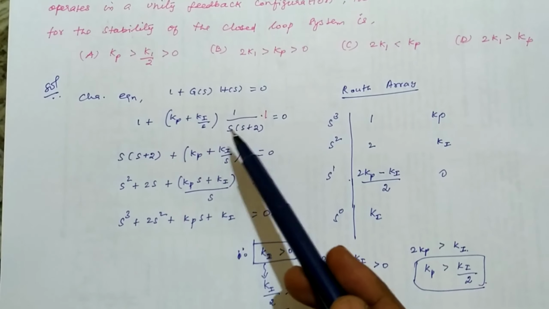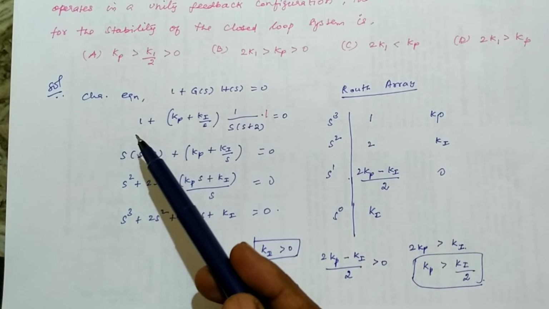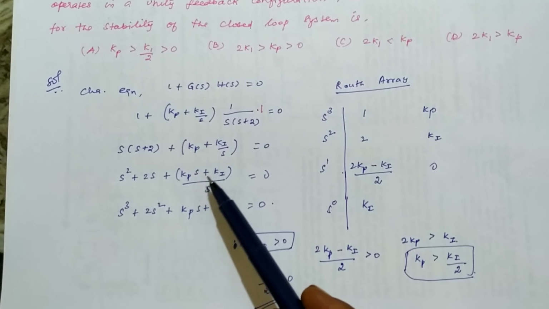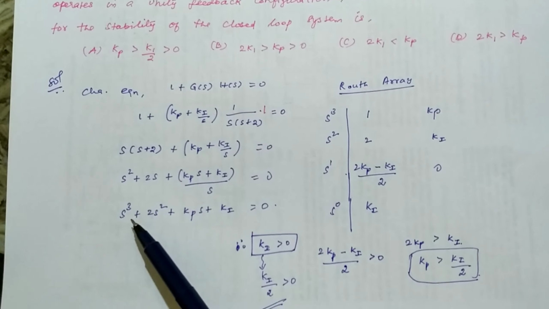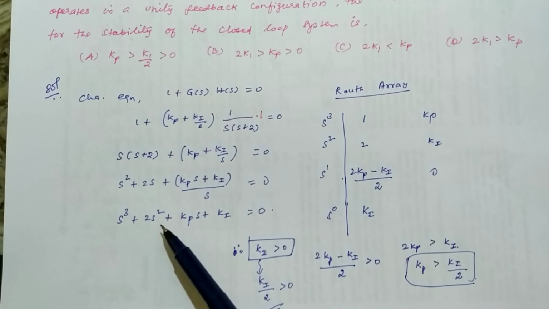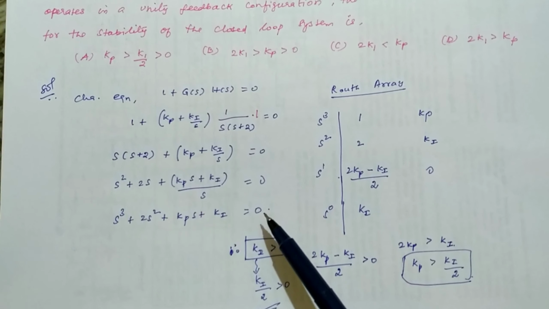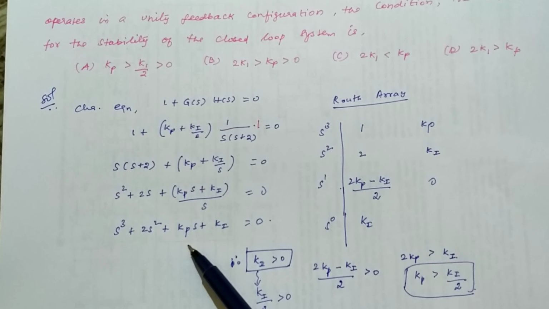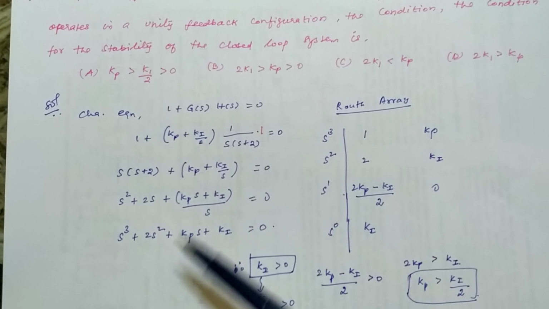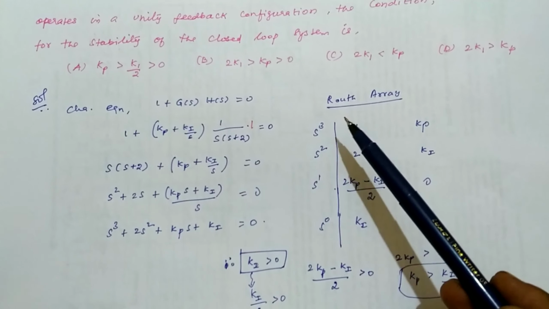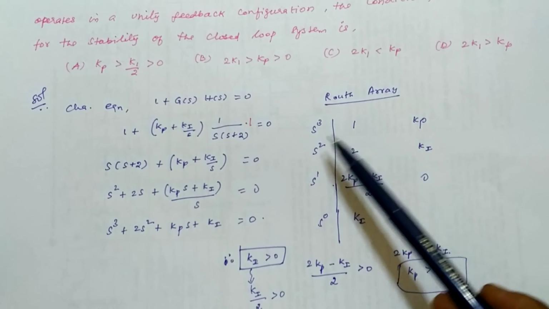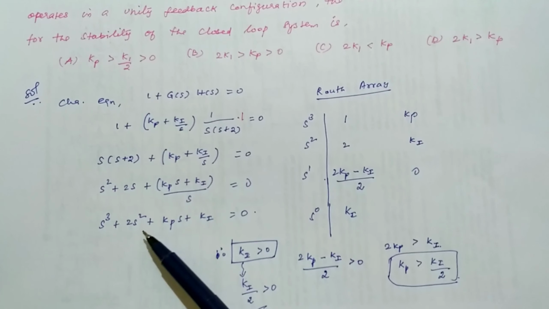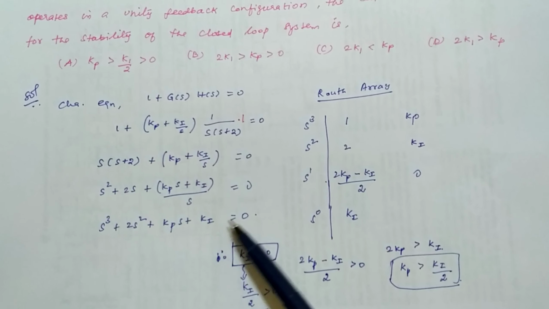Again we combine, we take the LCM in this term, and again in this term also we take the LCM, and finally combine all the terms. We have the result like this: s cube plus 2s square plus kp s plus ki is equal to 0. This is something like a PI controller, having a proportional constant and an integral constant. Alright, so applying the Routh array, s cube is 1, s power 1 is kp, then the s square coefficient is 2, and ki.